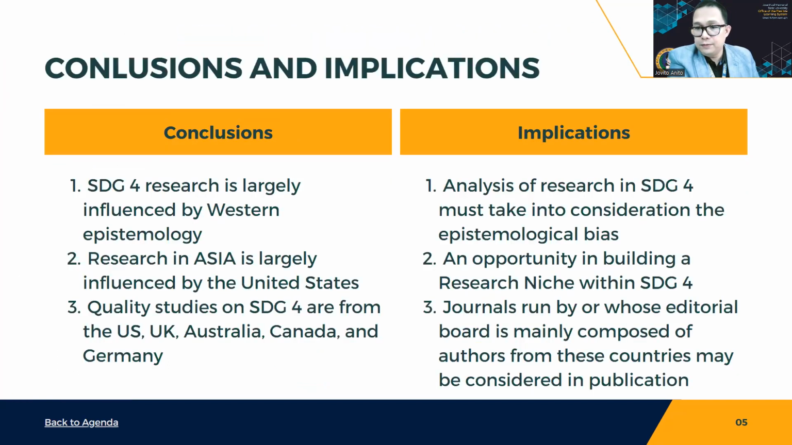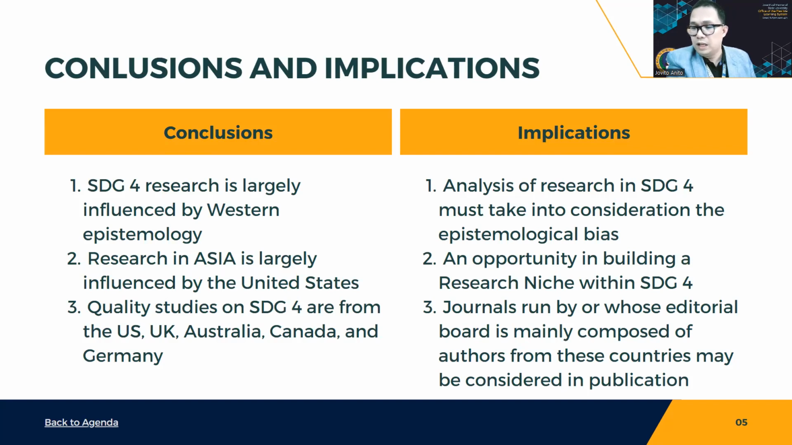And I'll end with some conclusions and implications in terms of the bibliometric performance. SDG4 research is largely influenced by the Western epistemology. So we have to take that into consideration when we do research because of this epistemological bias. Research in Asia is largely influenced by the United States, as you have seen in the clusters. So we'd like to take this as an opportunity in building our research niche within SDG4. Quality studies on SDG4 are from the US, UK, Australia, Canada, and Germany. So we have to take that into consideration when we submit to a journal.